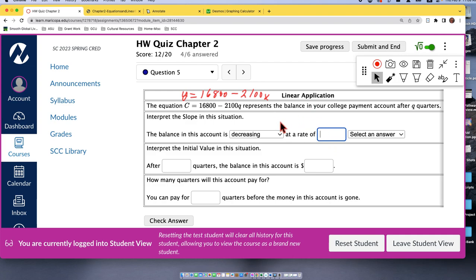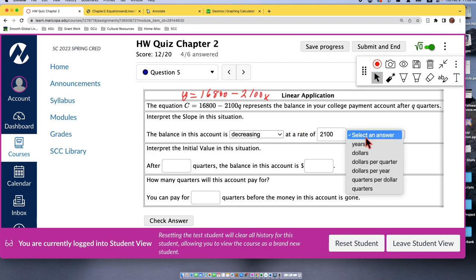2,100. Now here's the thing, you want to enter 2,100 because it's already saying it's a decrease. You don't want to put negative 2,100, and I figured that out by getting it wrong several times. It doesn't want the negative there because the word decreasing says it for us. And that represents the balance of your college payment account after Q quarters. So that is going to be dollars per quarter, right? Q is how many quarters? I think it's decreasing at a rate of, yeah. Each quarter, it's going to reduce by 2,100. So we've got to tie in what the variables mean.